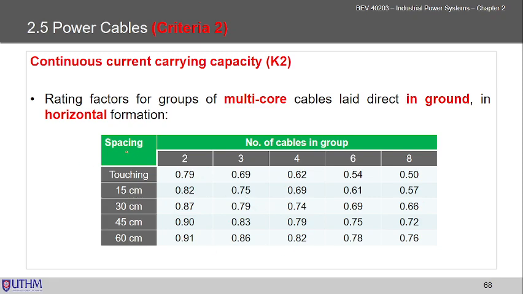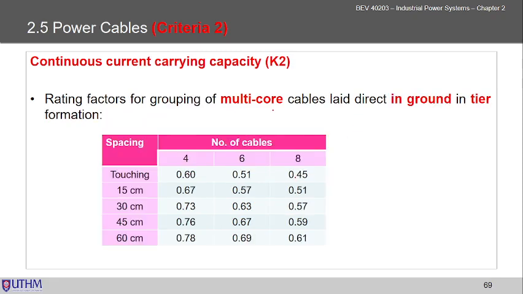So this time it is more concerned with the spacing. This is still the number of cables per group, and then this one is the spacing. So what is the spacing? Either it's touching each other, or you have gaps of 15, 30, up to 60 cm. For example, if we have multi-core cables touching each other, with 4 cables per group, our K2 is 0.62.